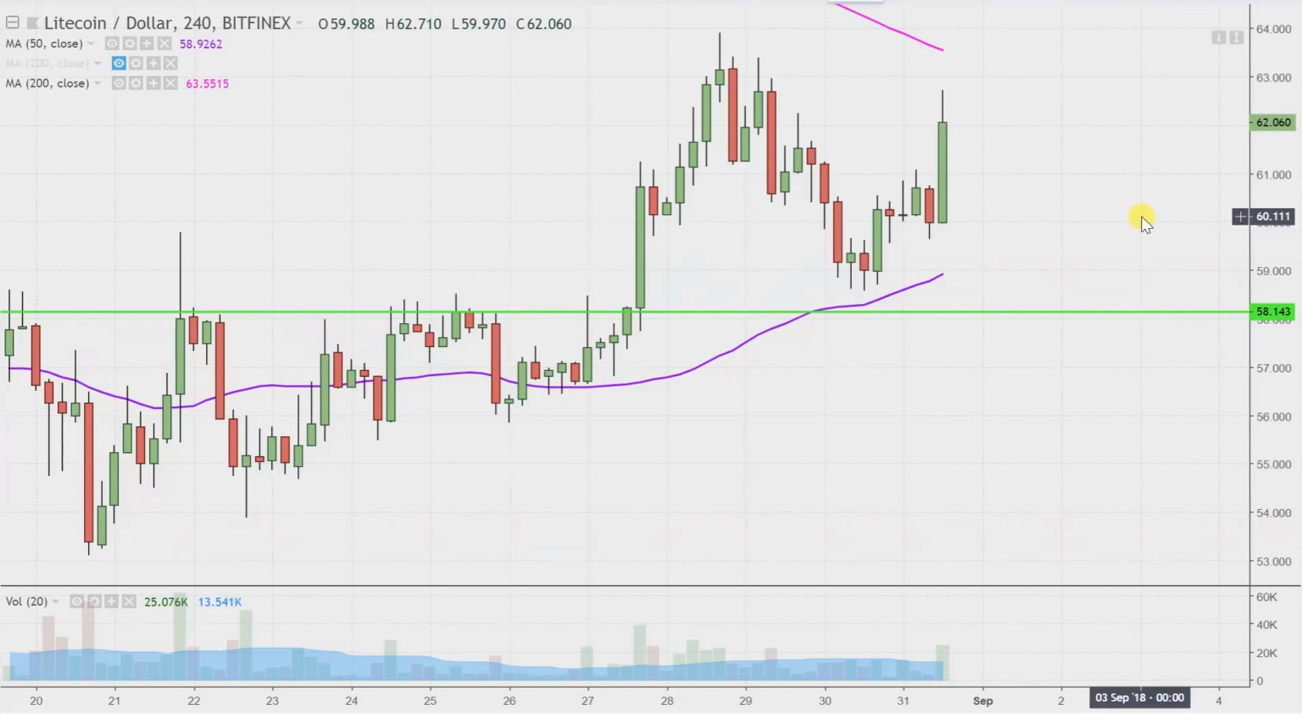So let's see how this one continues to unfold. But like I said, I do own this from the long side, so hopefully the price can get up through that 200-period and just keep on building higher bases.